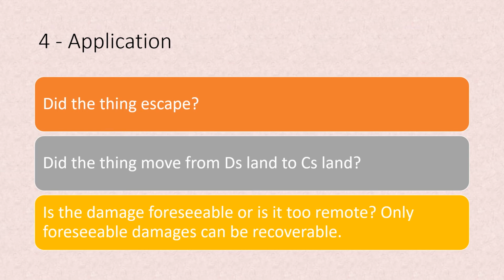So again, we need to consider, is the damage foreseeable or is it too remote? So it might be the case that in your scenario there are several types of damage. Only foreseeable damages can actually be recoverable.